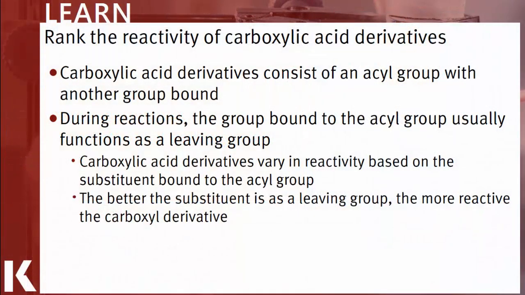Derivatives of carboxylic acids all have the same structure, an acyl group with another functional group attached to the carbonyl carbon. The reactivity of carboxyl derivatives depends on the electronegativity of the leaving group. If the functional group in green is stable on its own, after it has broken the bond to the carbonyl carbon, then it's a good leaving group, and that carboxyl derivative will be more reactive. However, if the leaving group is unstable on its own, then the carboxyl derivative is less reactive.